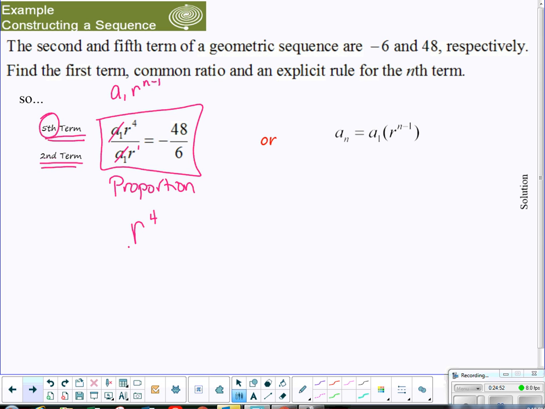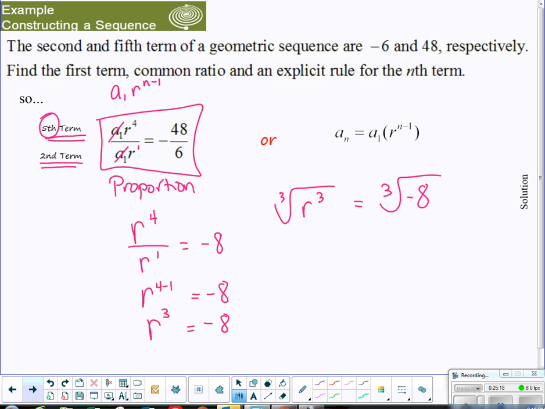I have r to the 4th over r to the first equals negative 8. And I can subtract my exponents, right? Those rules still apply. So I get r to the third equals negative 8. And then I can cube root my r to the third, and it just so happens that we have a nice number here, right? r equals negative 2. So I've just figured out the common ratio between them. And that'll work there.